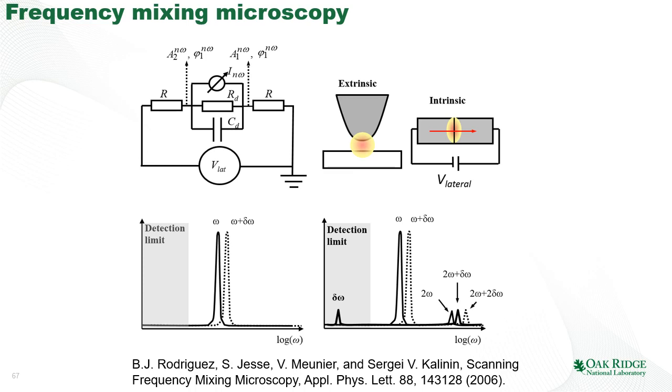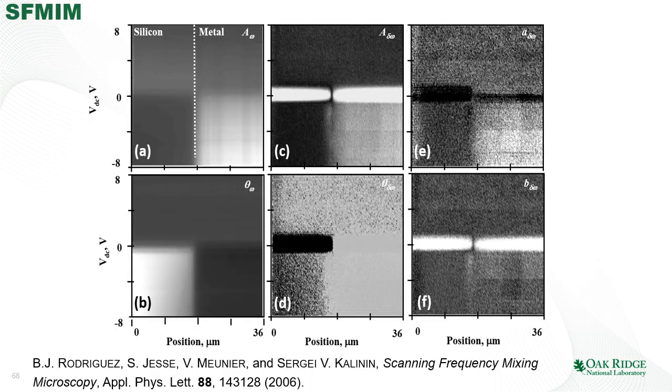I can do the same thing for frequency mixing. In this case, I apply two signals across the interface, at the frequency omega and at the frequency omega plus delta omega. The problem I have to solve here is that I have the intrinsic frequency mixing at the interface, but I also have frequency mixing in the tip-surface junction, because the electrostatic forces are quadratic. So I need to find a way to separate them.